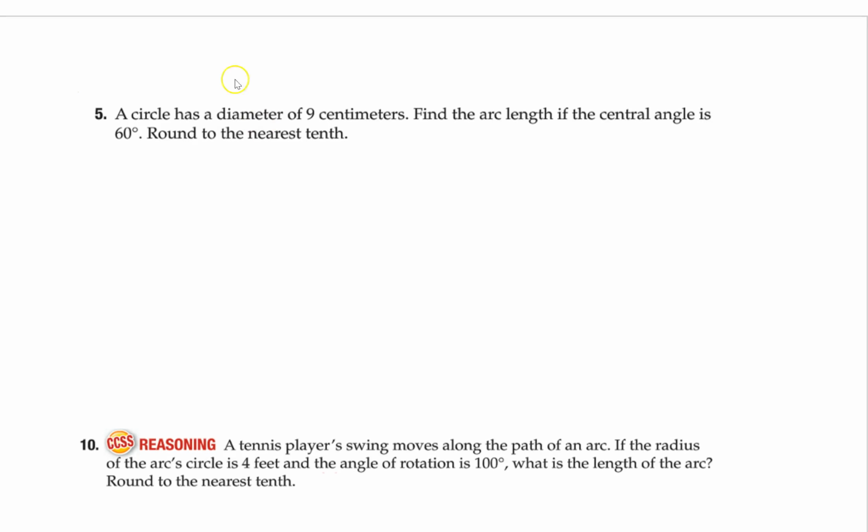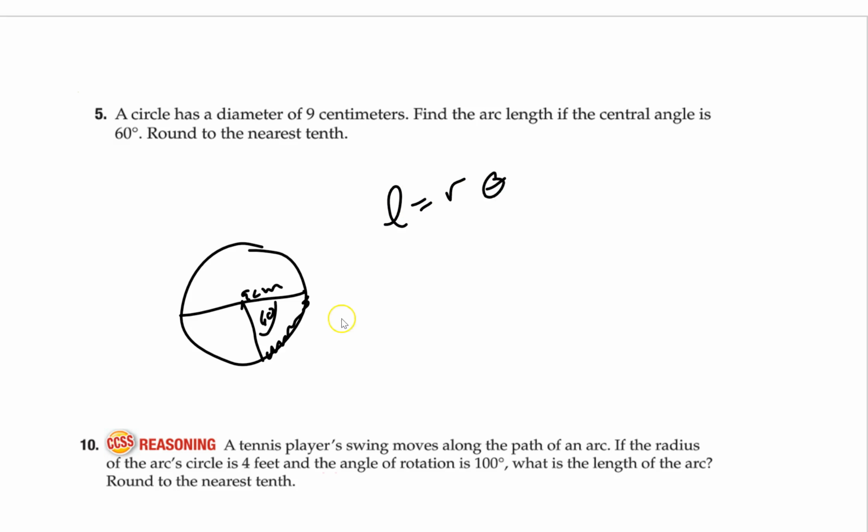Let's do another one, and then we'll stop. A circle has a diameter of 9 centimeters. So here's my circle. This is 9 centimeters. Find the arc length if the central angle is 60 degrees, to the nearest hundredth. So they're saying, hey, there's an angle here that's 60 degrees. Find the arc length. So I'm going to use the formula. L equals r theta. Now, again, this theta has to be in radians. Right now I have degrees, so I've got to convert that. I've got to go from 60 to radians.